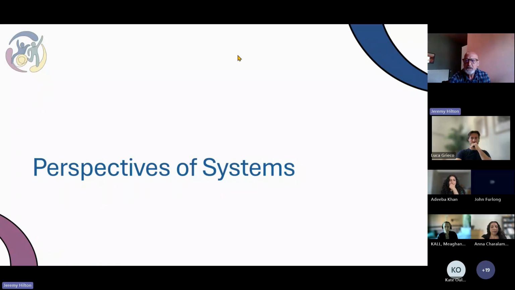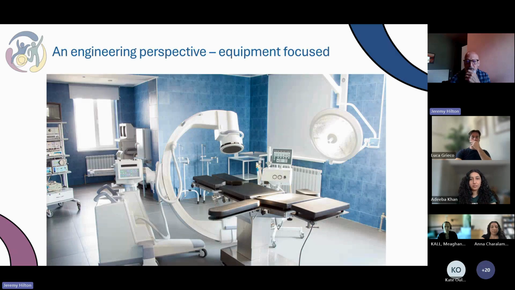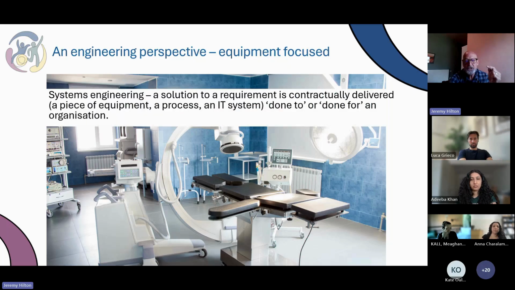So let's look at various differences in the types of system and how systems are perceived. We can start off with an engineering view of systems, which is generally equipment focused. Here you've got people who have procured equipment for an operating theatre. Now, these have been built by suppliers or promoted by suppliers to hospitals and others as this is the best kit, it's got everything you need to do. But it's a purely engineering focus. You don't really get involved in how they're actually going to be used. And it's a solution to a requirement that's contractually delivered.